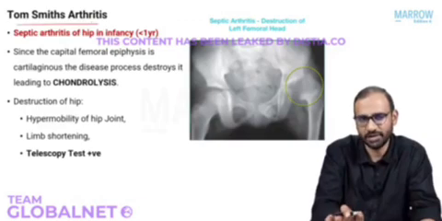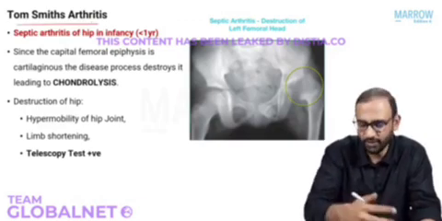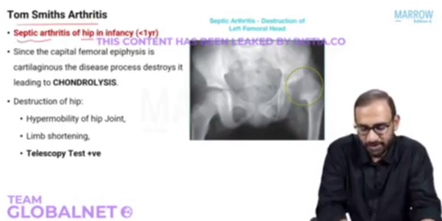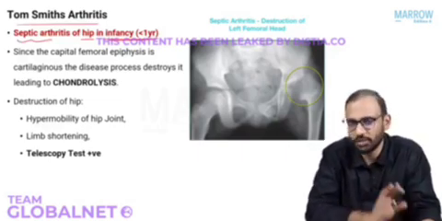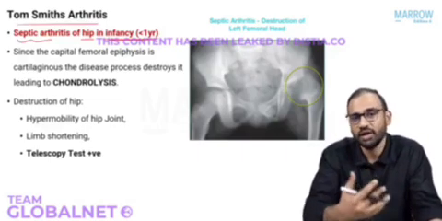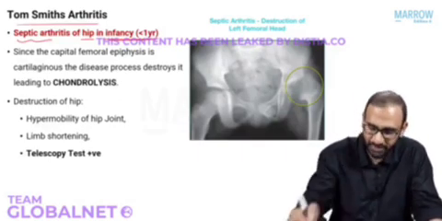It's nothing but septic arthritis. But we have a different name for it, and I'll tell you why. Septic arthritis of hip in infancy in less than 1 year. This is known as Tom Smith's arthritis. So now why all the fuss and why the different name? The different name is for a reason.